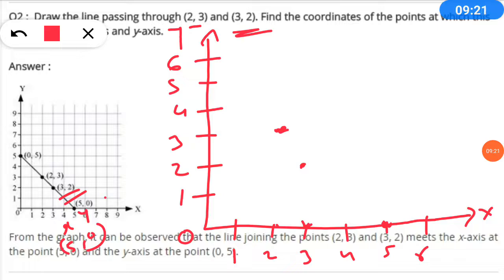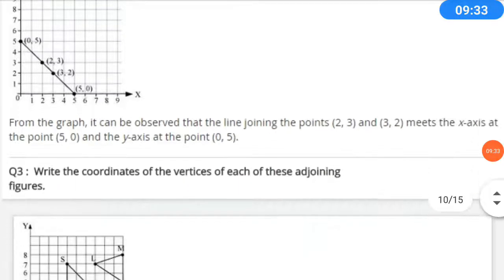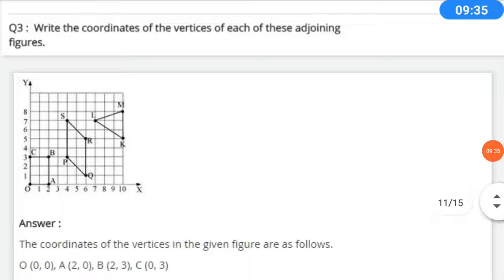And then 0 5. So here we can draw a straight line. Obviously we can draw a straight line, student. You will get one straight line like this. So here you have to draw. Clear? Moving toward the next question number 3.